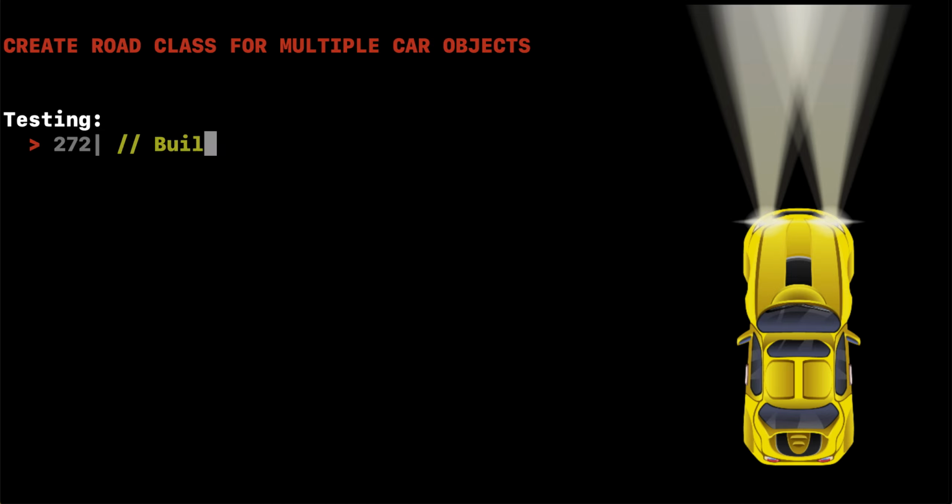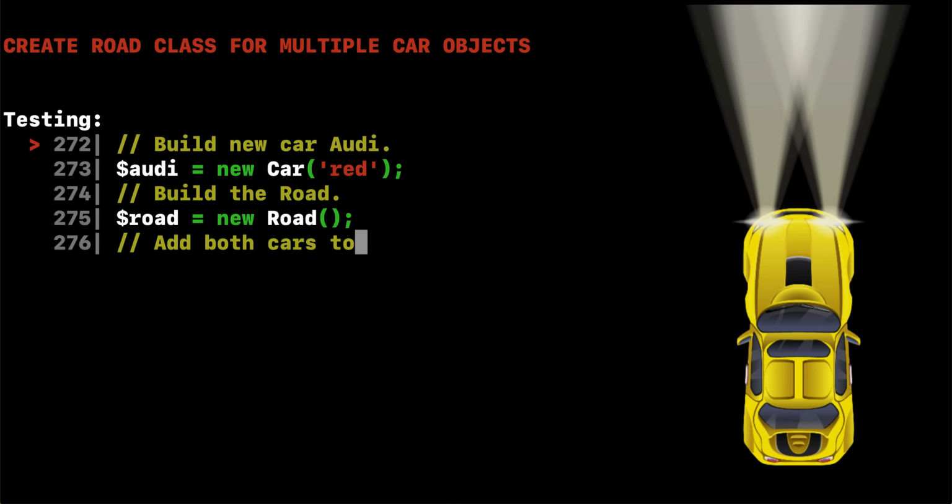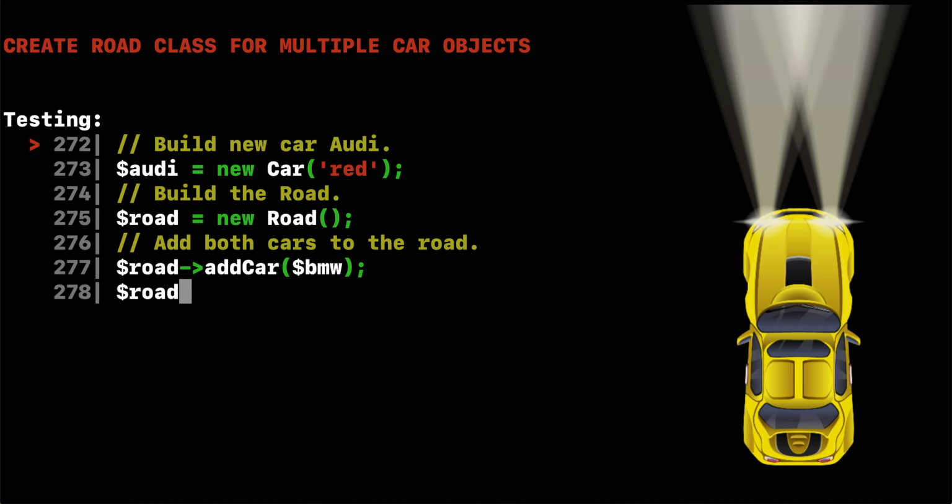When you have a particular class, you are able to create as many objects as you want. In this case we can create many car objects and attach them to the road class, as in the real world. One road has many cars.